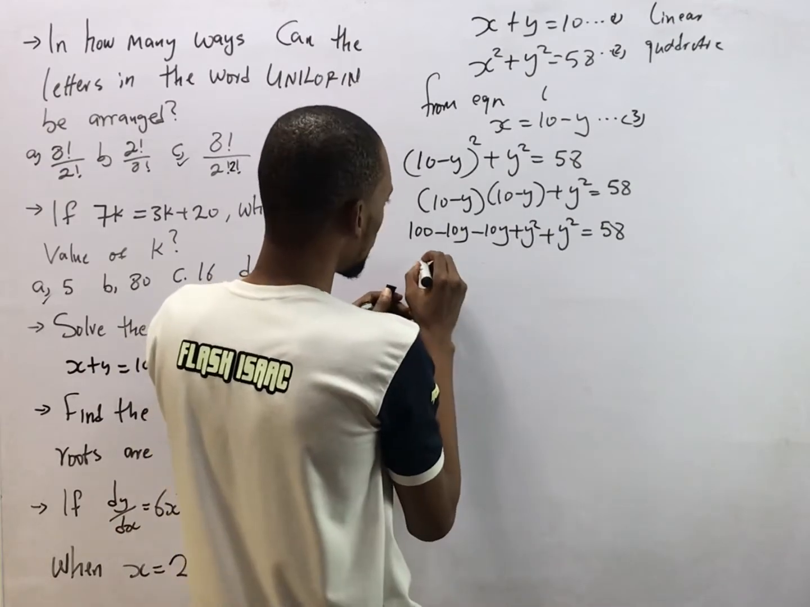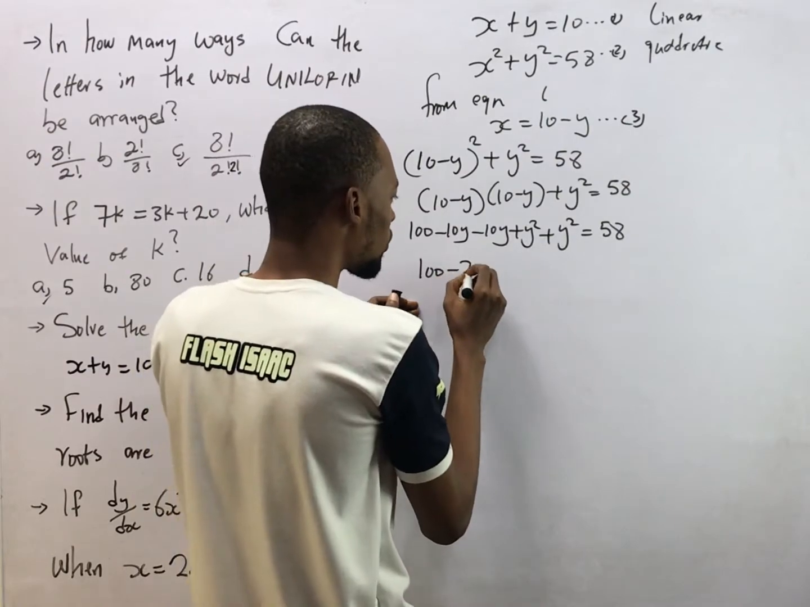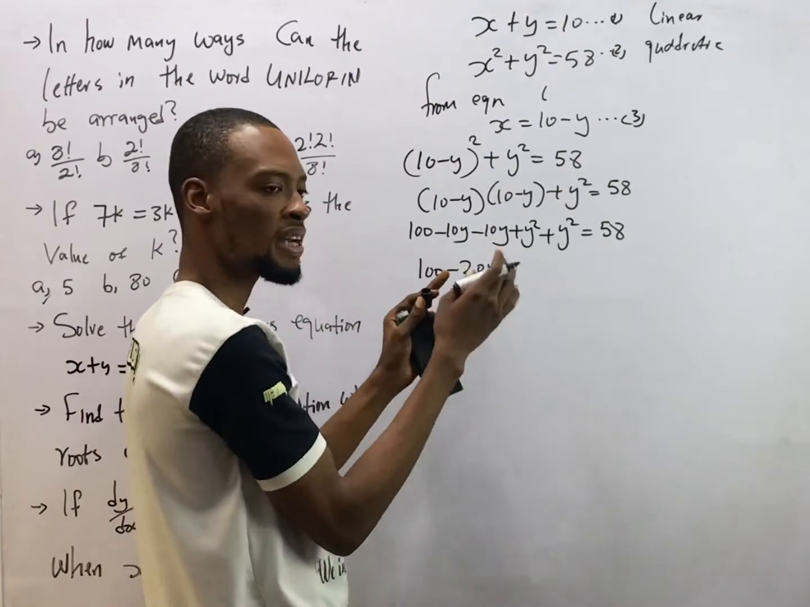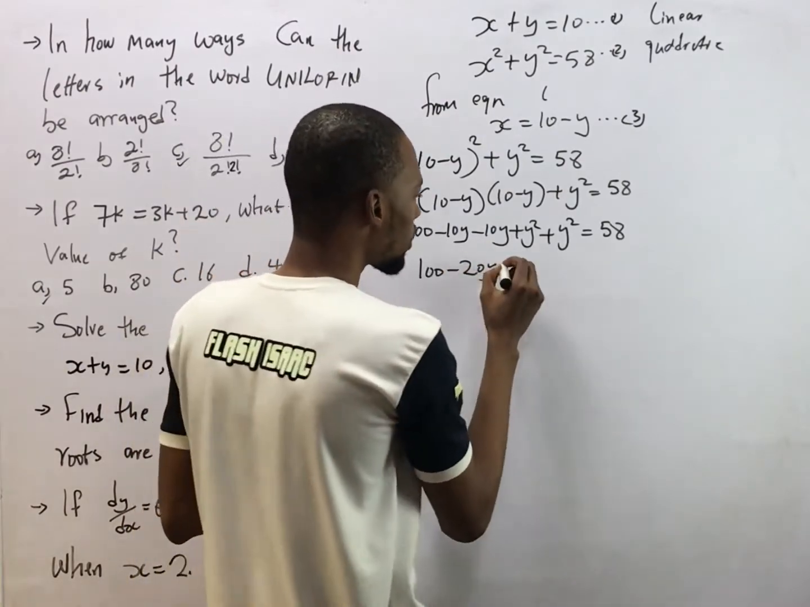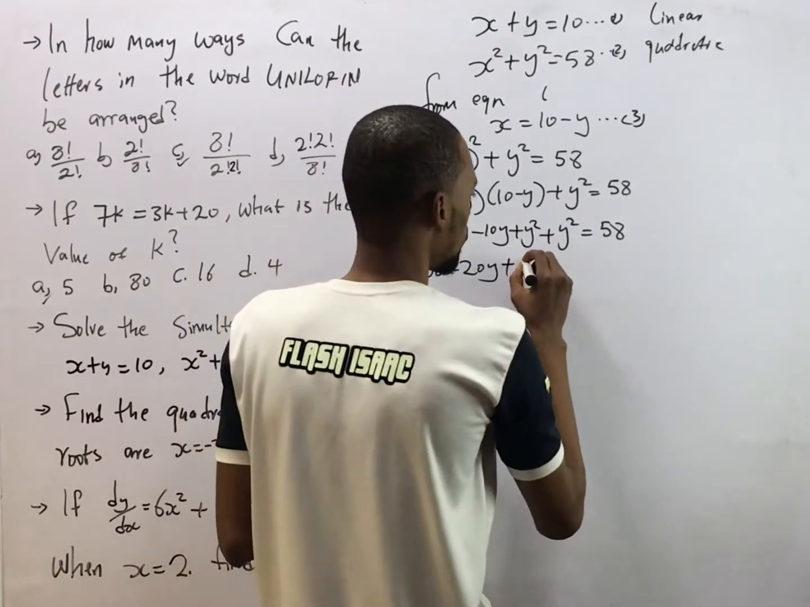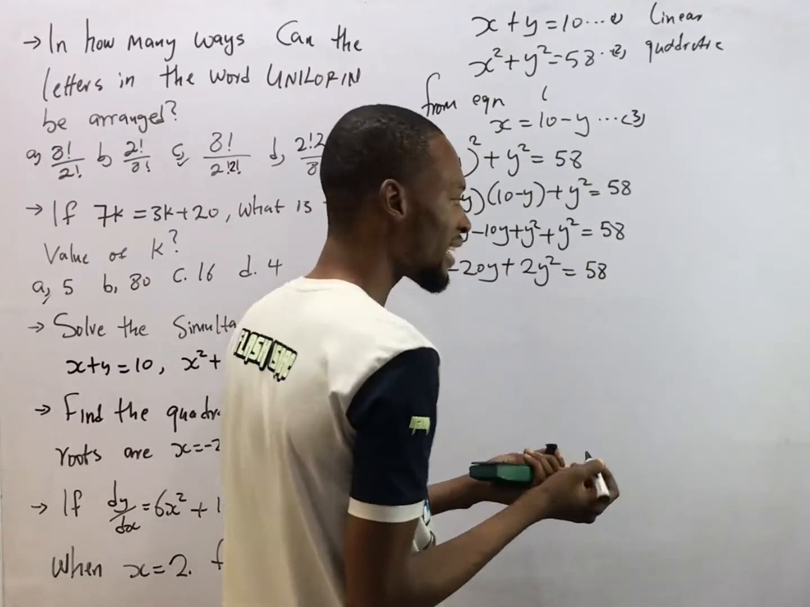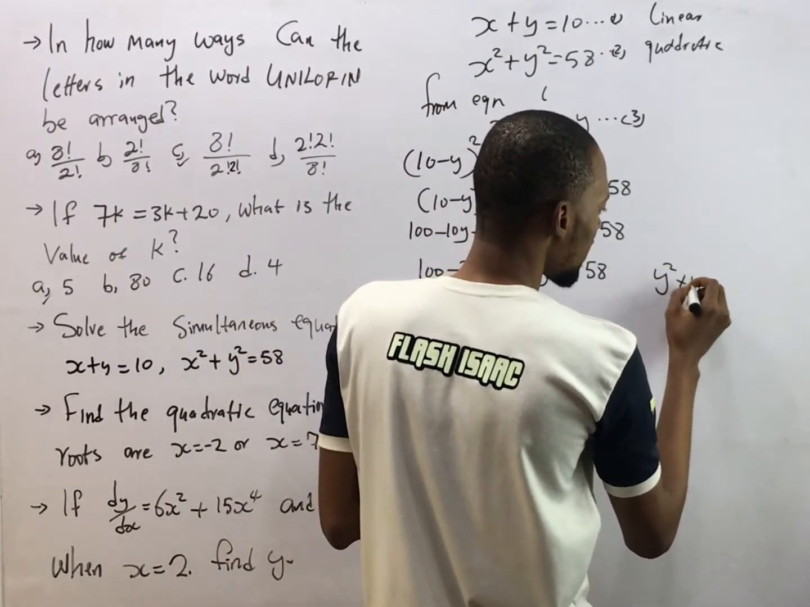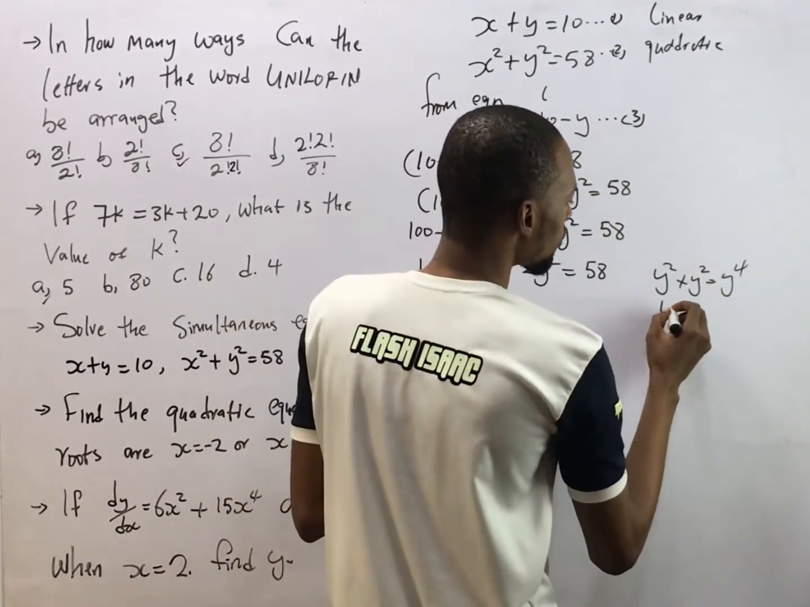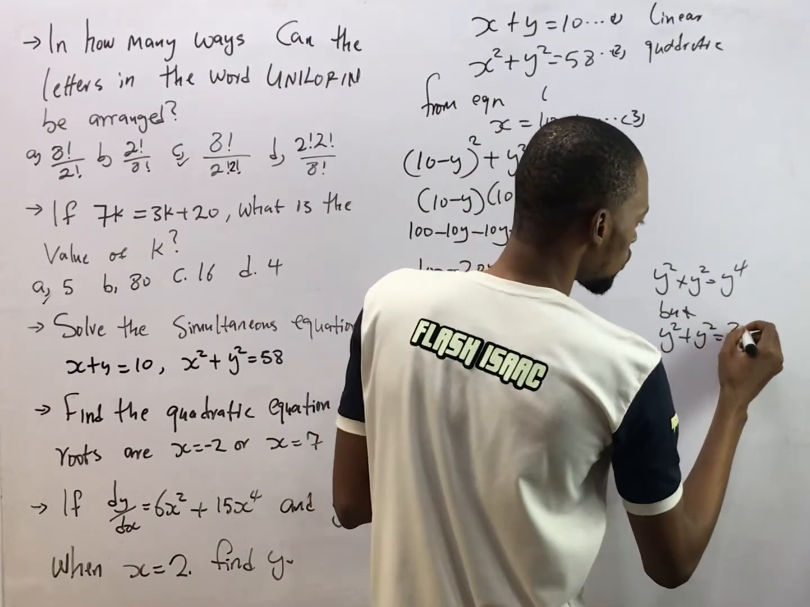So now, 100 minus 10y minus 10y would give you minus 20y. You are owing 10, you borrowed another 10. So that is minus 20y plus y squared plus y squared. So we are now having 2y squared. So 2y squared is equal to 58. Remember that y squared times y squared is equal to y raised to the power of 4, because we add the powers. But y squared plus y squared is equal to 2y squared.